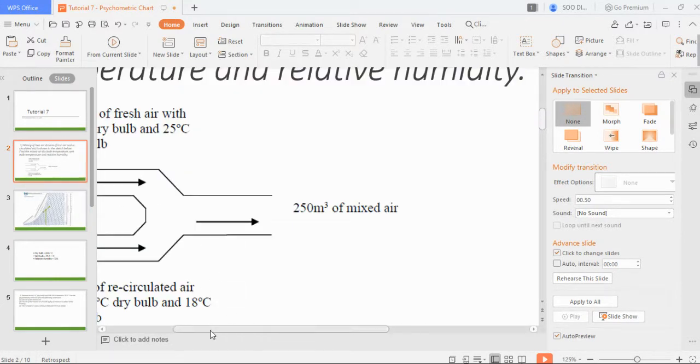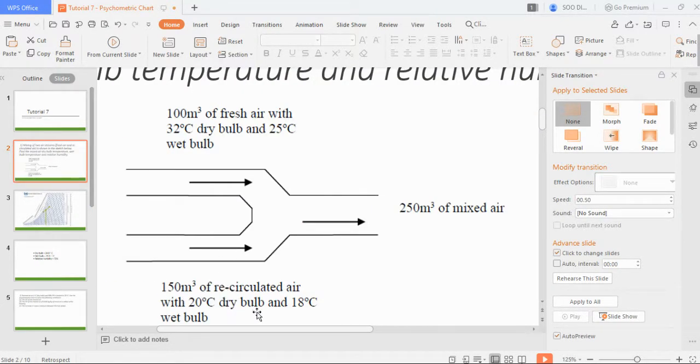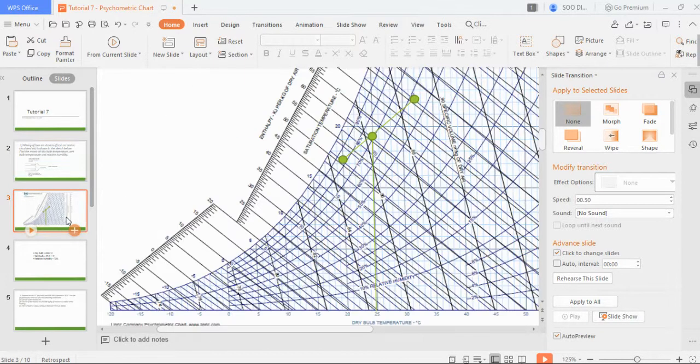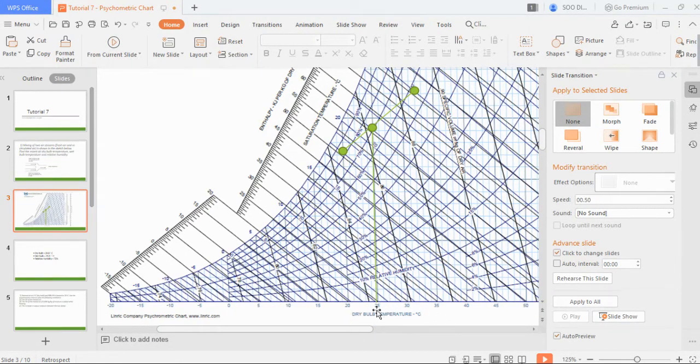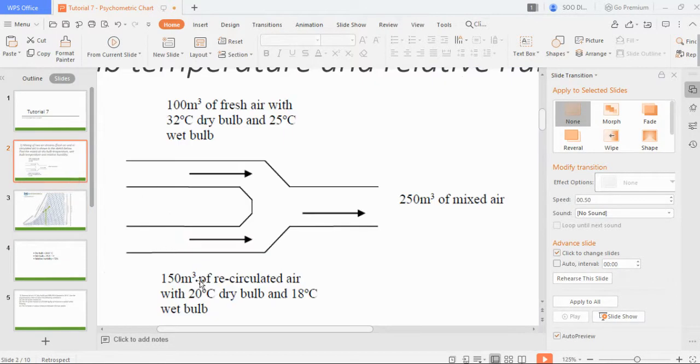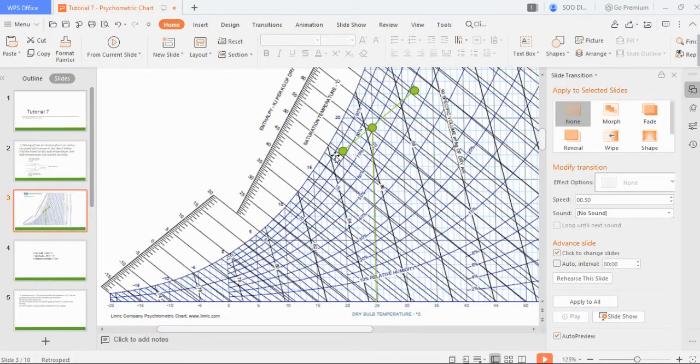So for the first point, which is for your recirculated air, you have a 20 degrees Celsius dry bulb. For dry bulb, you can refer to the scale down there at 20 degrees. You draw a line up, and then the next is you have an 18 degree wet bulb. Your wet bulb scale is on this line. So 15, 16, 17, 18. So 20 and 18, this is your point for your recirculated air.